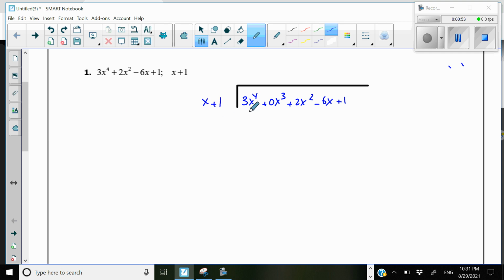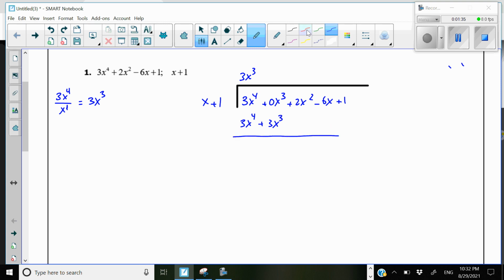To start division, you're going to take the first term and divide that by the first term of the divisor. So this will be 3x to the 4 divided by x. So this is 3x to the 4, subtract 4 minus 1, 3x cubed. So we write 3x cubed here, and then we're going to multiply this term by both of the terms in the divisor. 3x cubed times x is 3x to the 4. Times 1 is 3x cubed.